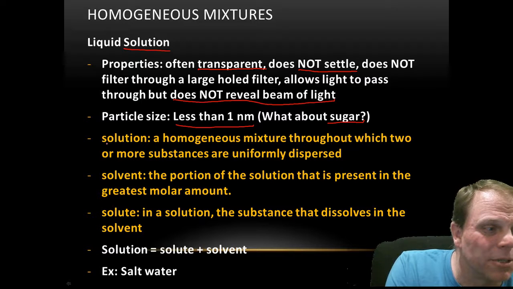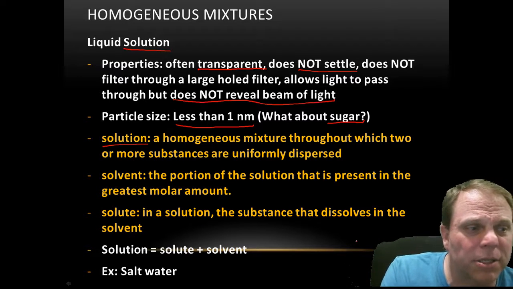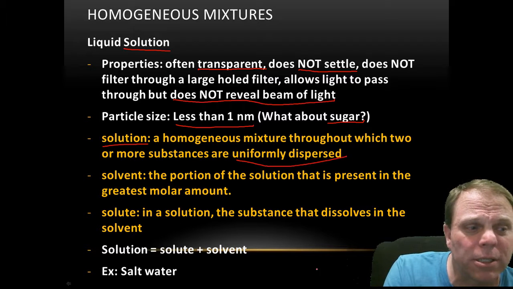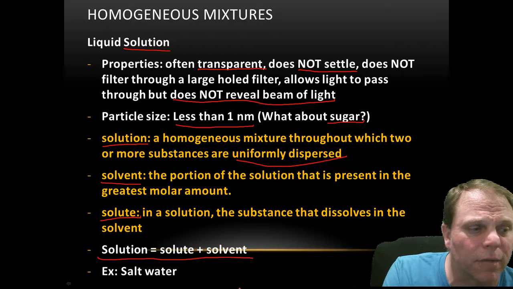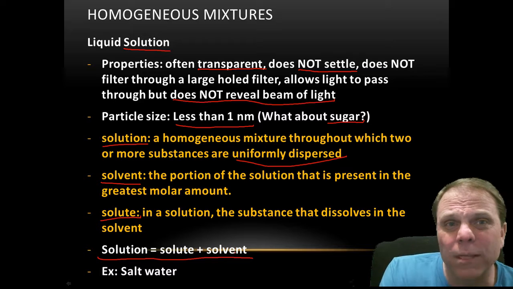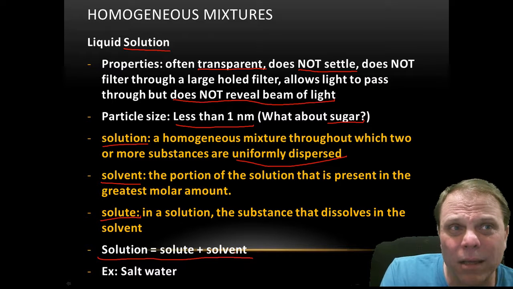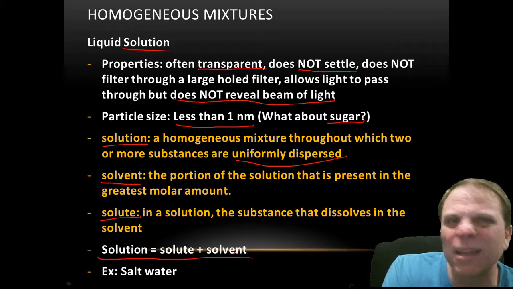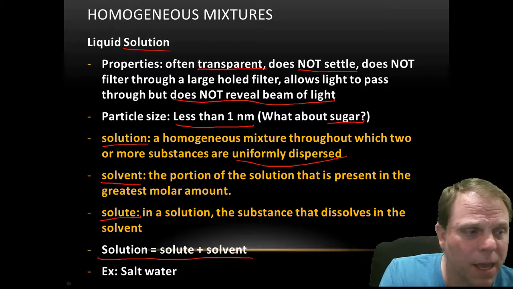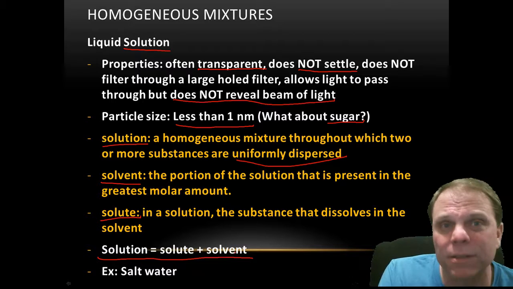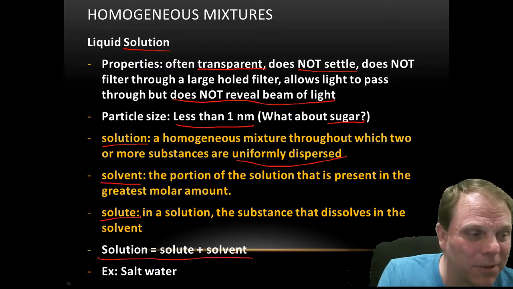All right, so anyway, solution. That's a homogeneous mixture where two or more substances are uniformly dispersed. The solvent and the solute are the two components of a solution. You'll notice here, a solution is equal to the solute plus the solvent. The solvent is going to be the thing that is present in the greater molar amount. Okay, so if I had salt water, water would be present in the greater molar amount, and so water would be the solvent. In fact, water is oftentimes called the universal solvent. The solute is a substance that dissolves in the solvent, and so if we were talking about salt water, then the salt would be the solute. Okay.